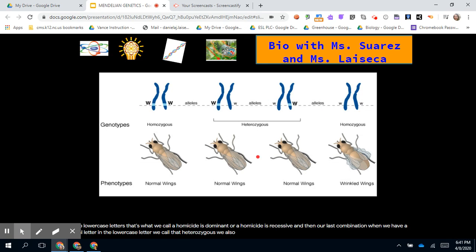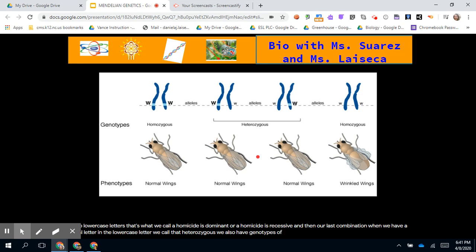We also have genotypes and phenotypes. A genotype is the combination of all of the genes in an individual, the gene set of an individual. And the phenotype is the expressed trait, the physical characteristics, most of which we can see. Okay, in this example, we have the genotype, look, it's a homozygous dominant, two capital letters, right?